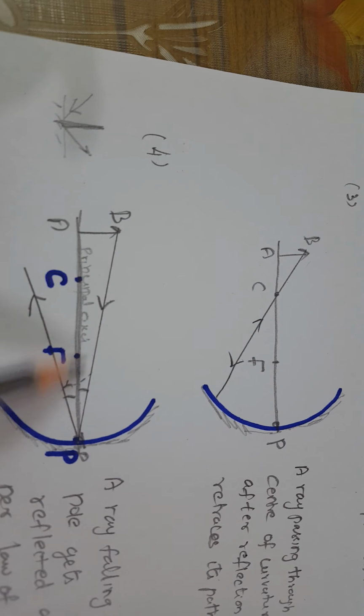And the fourth one is, a ray when it falls directly on the pole gets reflected and obeys the law of reflection. I hope you understood. With the 4 rules you can draw the ray diagram, right?